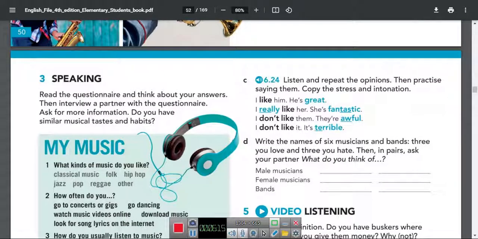Section 3, speaking. Read the questionnaire and think about your answers. Then interview a partner with the questionnaire. Ask for more information. Do you have similar musical tastes and habits?